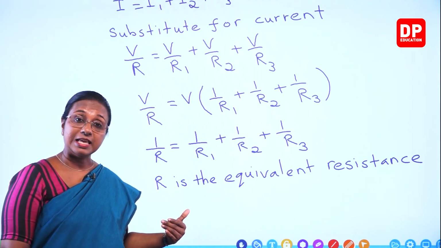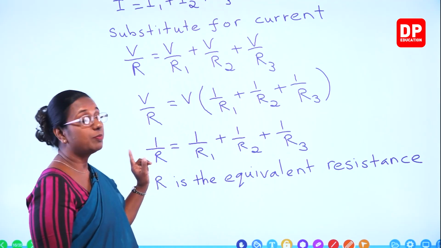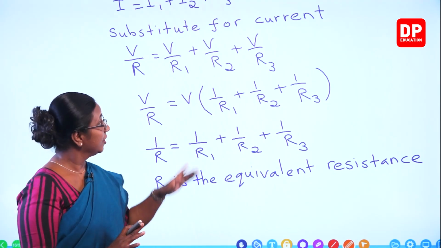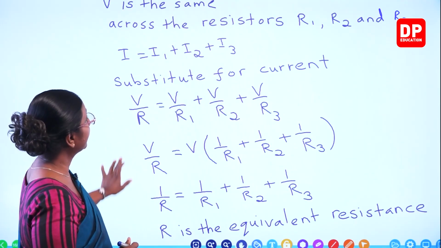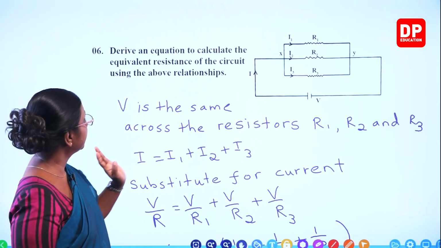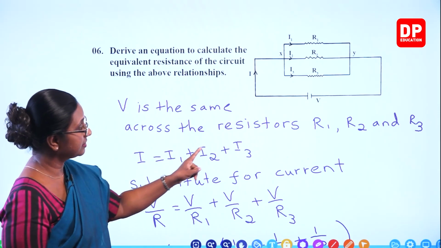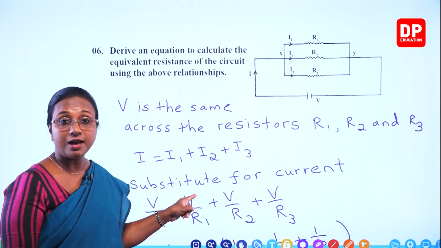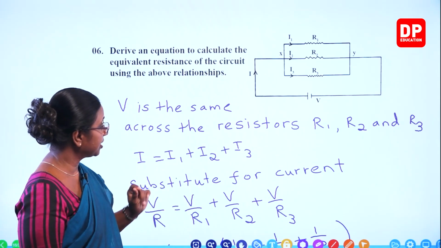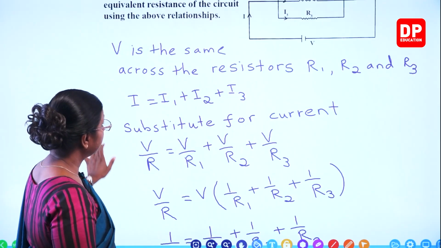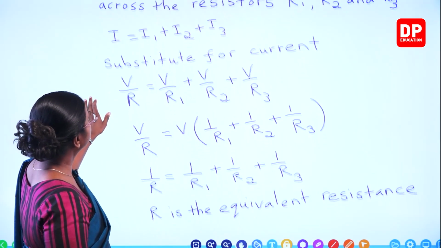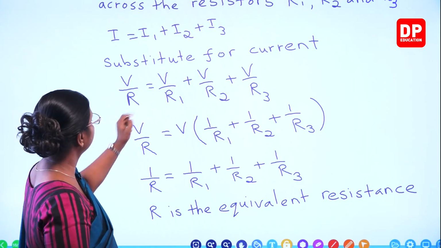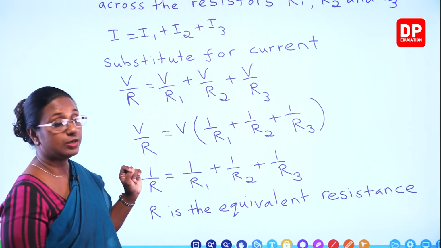So again, to calculate the equivalent resistance, you take the reciprocal of this particular value. I am sure you can remember that calculation. So from all the questions, this is what we were able to derive. Potential difference V is the same across the resistors R1, R2 and R3. Then we wrote the relationship for current, I is equal to I1 plus I2 plus I3. So there, in that equation, if you substitute for current, V over R, R is the equivalent resistance, equals V over R1 plus V over R2 plus V over R3.